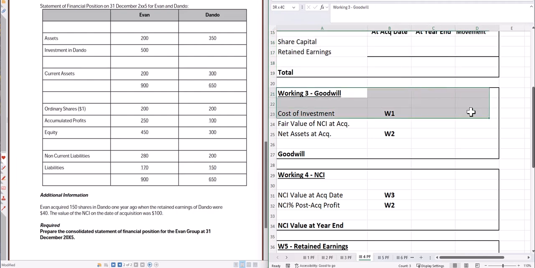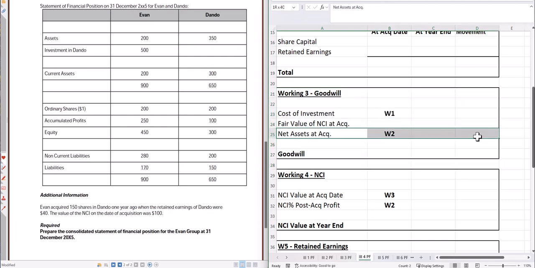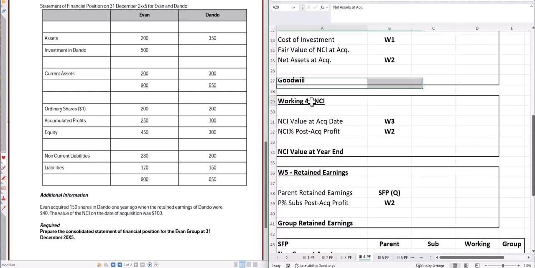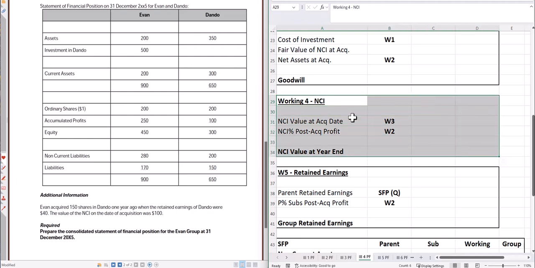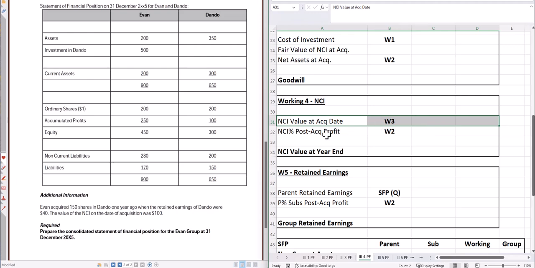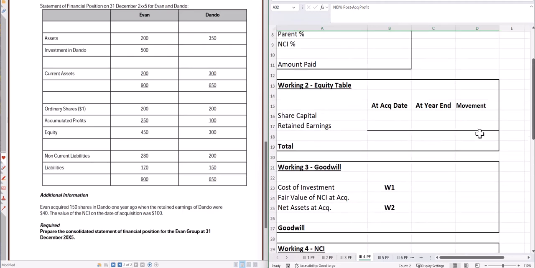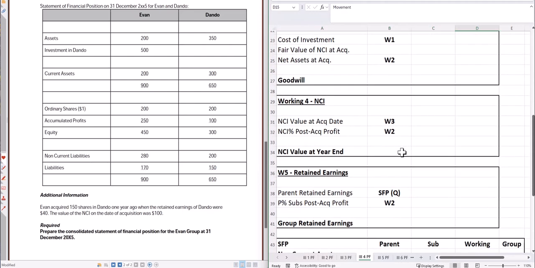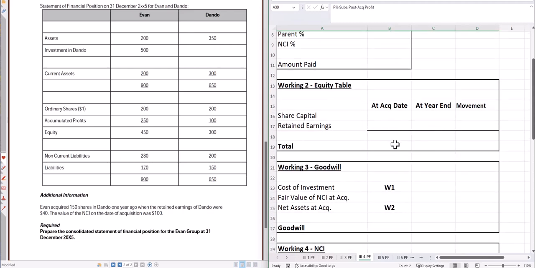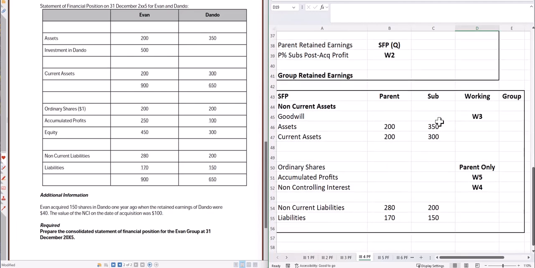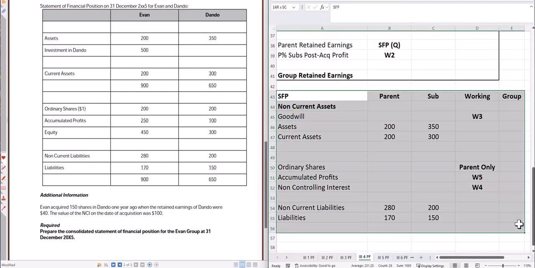Working 3 is the goodwill. Remember, you'll take the acquisition date net assets from the equity table and put them in here. Working 4 is the NCI. This time we'll have the NCI at the acquisition date, but we'll also have their share of the post-acquisition profit from working 2. That's the movement that I talked about here. The retained earnings will be the same. We've got the parent's retained earnings, then the share of the movement from here. Okay, and that will enable you to do the usual statement of financial position, adding across and bringing the figures in from your workings.